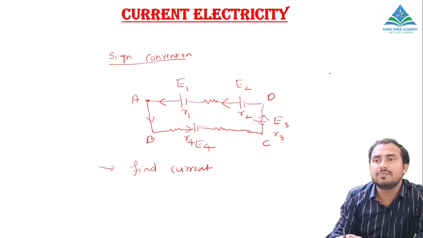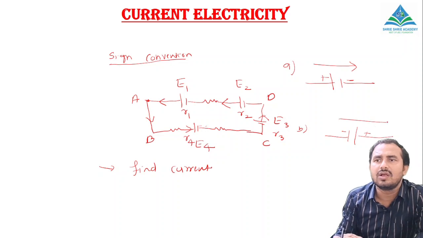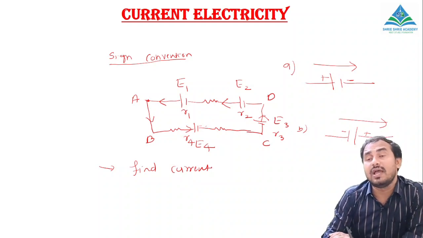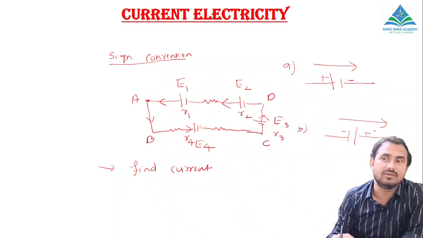So in this closed path, situation number 1, when you are going across the battery, you can have two things. Either you go from the positive to the negative terminal, or you go from negative to positive. These are the only two situations that come across the battery. When you go across the battery, either you go from positive to negative terminal, or else from negative to positive. Any one of the situations, fine.